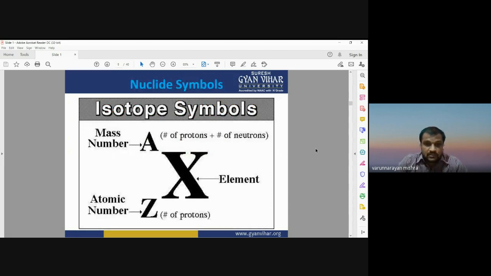For writing the isotope of an element, we have to follow this symbology. X is the element, suppose X is any element, and the mass number A is the number of protons plus the number of neutrons. The total mass of the nucleus means the total number of protons and total number of neutrons. When we add them up in the nucleus, it will be the mass number of that element, that is A. But the atomic number is the total number of protons, that is represented here as Z.